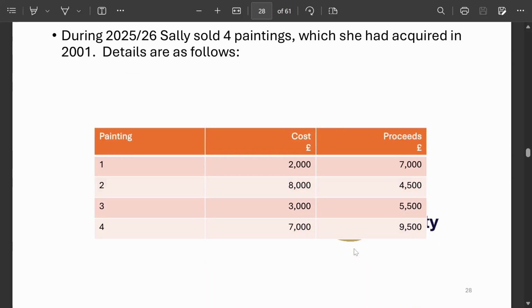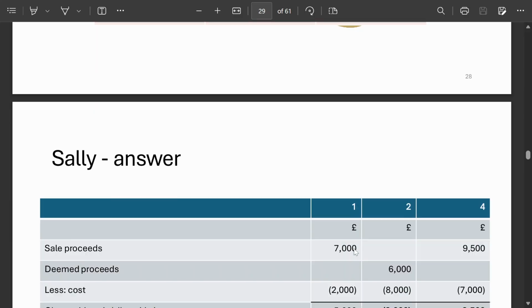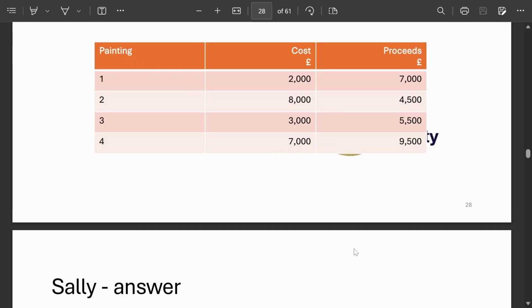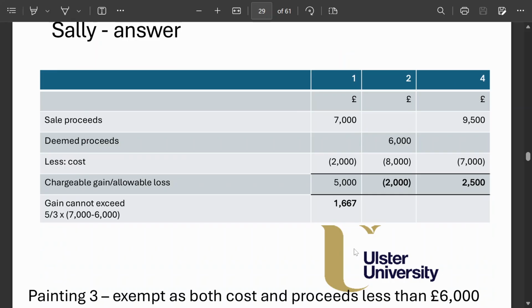So here we have 4 paintings. If you see, we can actually do them here as well. We have the answer here. Okay, so let's look at the first painting. The first painting cost is 2,000 and the proceeds are 7,000. So this means that it's falling into the bottom right corner. So is it bottom right? Yeah, bottom left. It's in the bottom left corner.